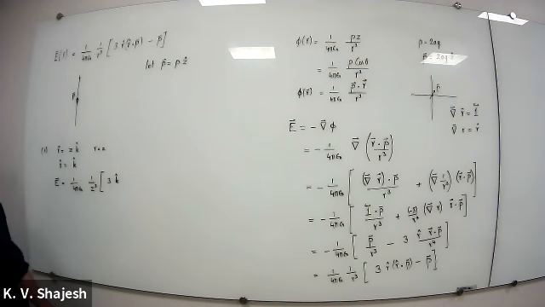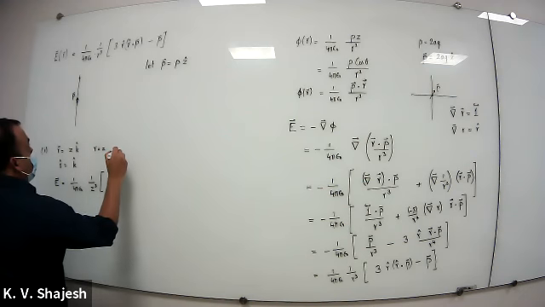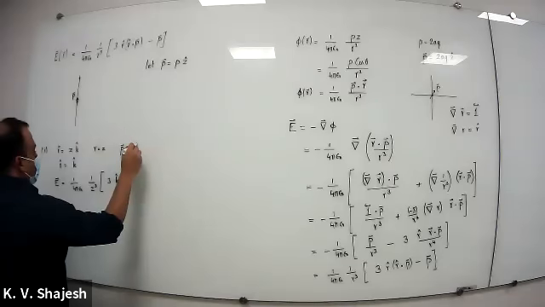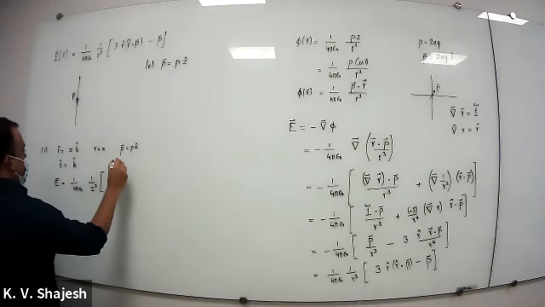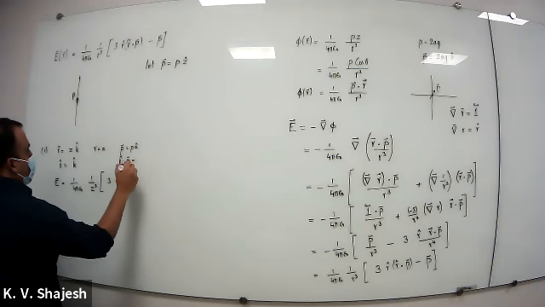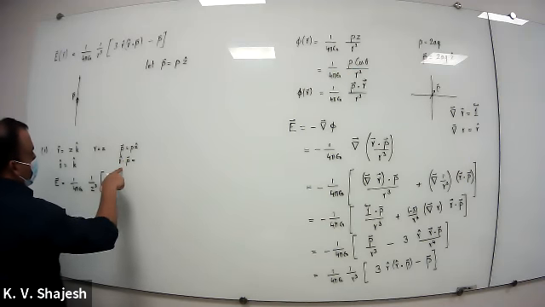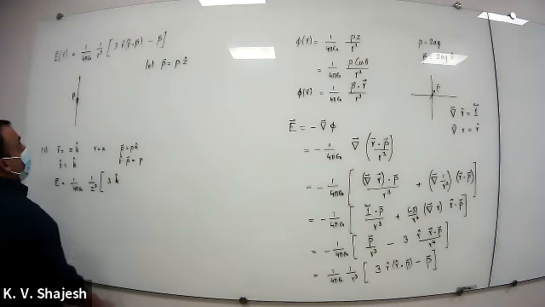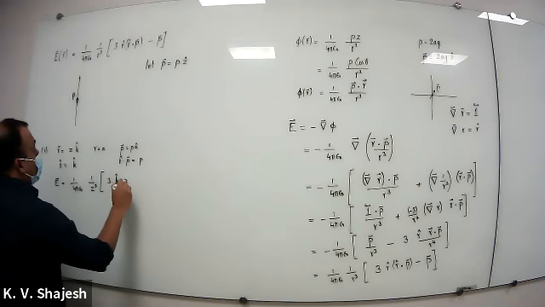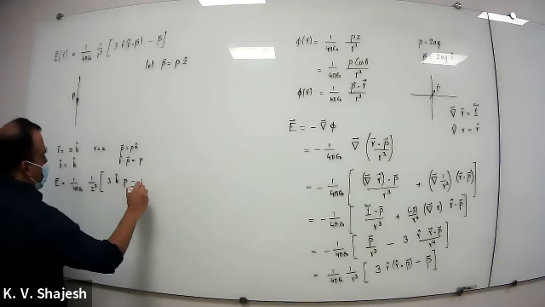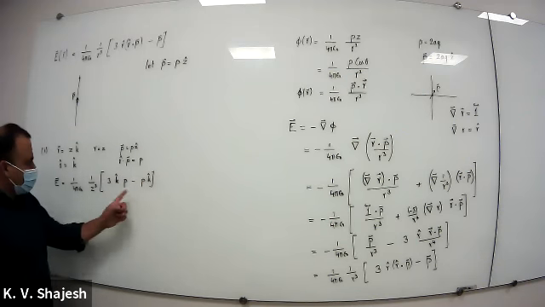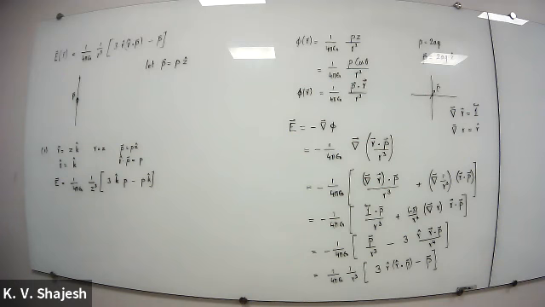r hat dotted with p is equal to p times z hat, right? So r hat dotted with p, this is z hat itself, so it's just p, minus p times k hat. So they don't cancel each other. So it is 3 times p minus p, so it is 2.